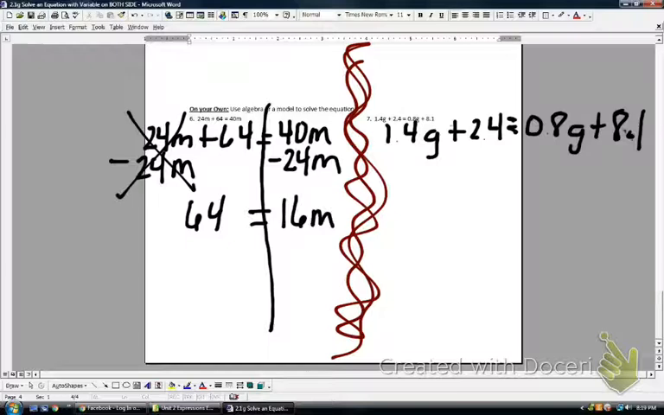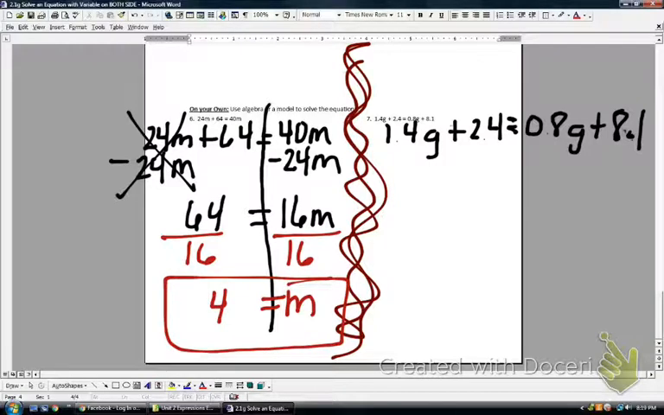Then I'm going to divide both sides by 16 because I have to undo that multiplication. I undo multiplication with division. I'm left with m equals 64 divided by 16 is 4. So if you moved everything around the equal sign, that's fine. As long as you got m equals 4, that is the correct answer. Okay, then let's look at the next problem. It's kind of a long one.